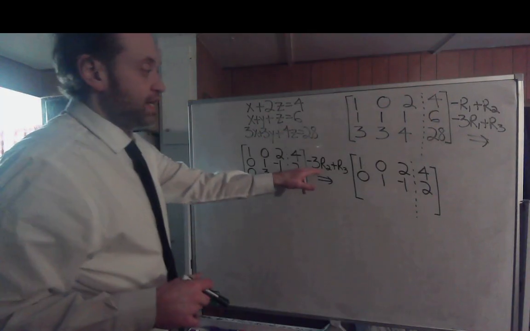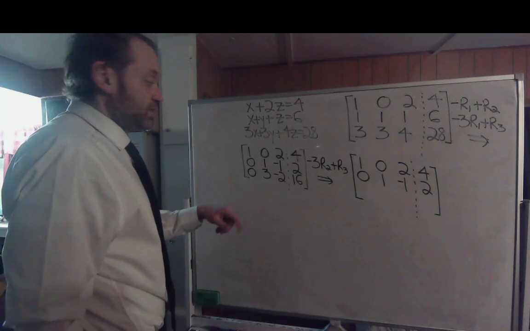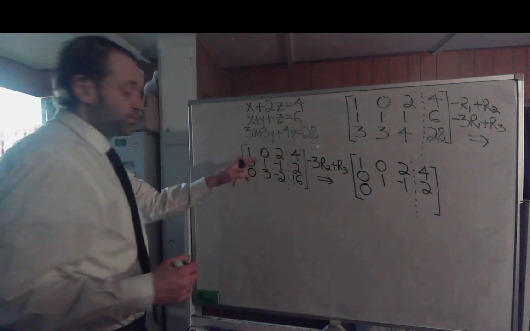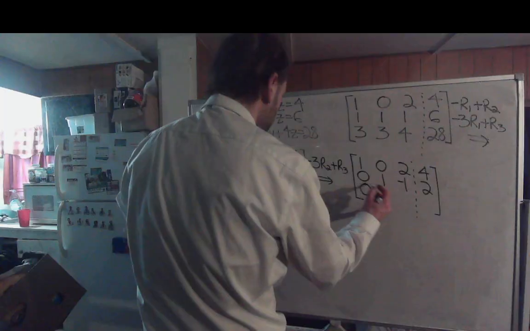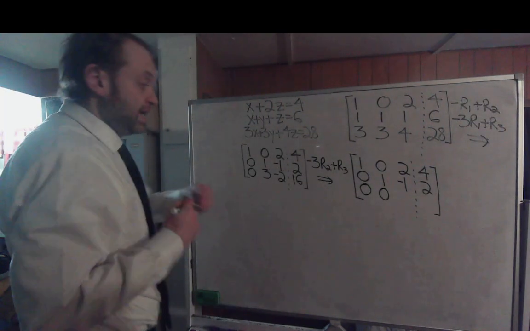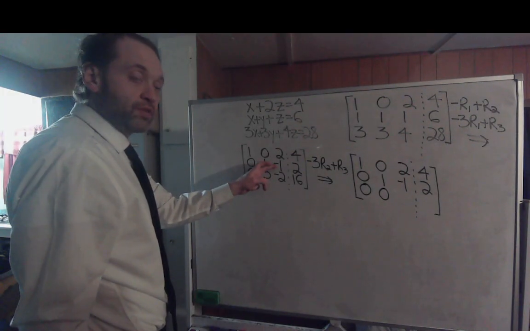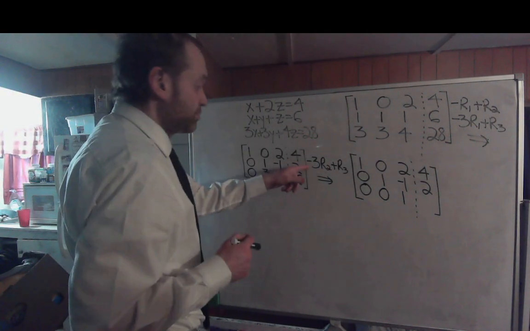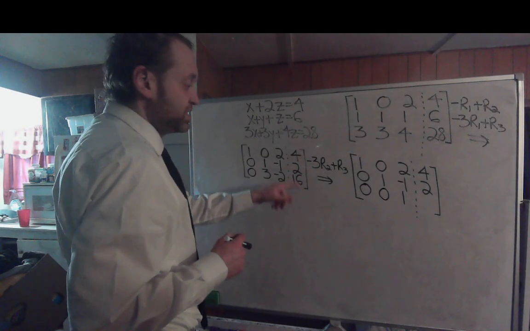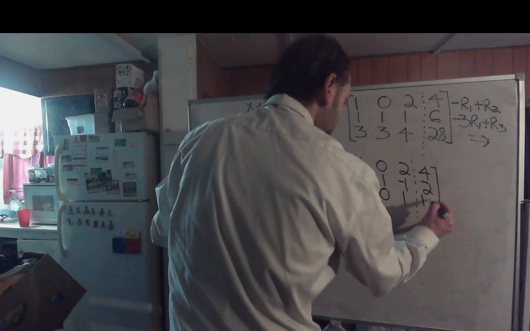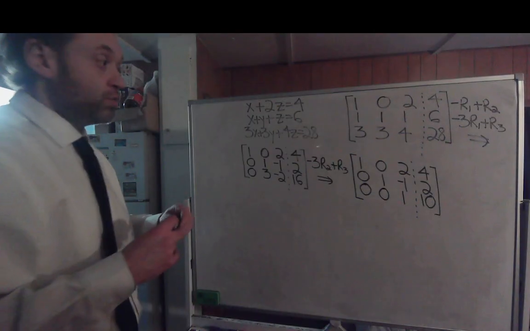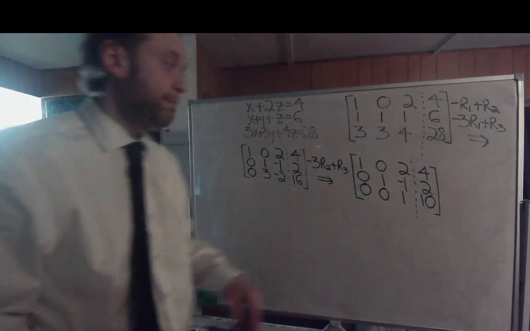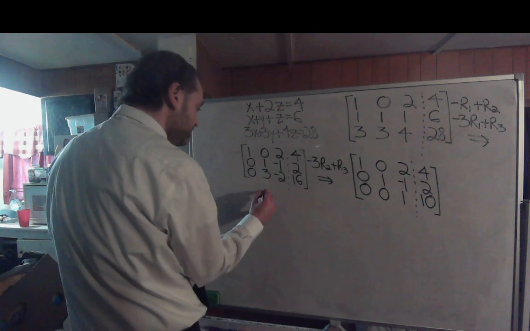Now, negative 3 times row 2 plus row 3. So negative 3 times 0 is 0, plus 0 is also 0. Negative 3 times 1 is negative 3 plus positive 3 is 0. Negative 3 times negative 1 turns into positive 3, plus negative 2 turns into positive 1. And then negative 3 times positive 2 is negative 6, plus 16 is going to be 10. So we actually now got this in row echelon form because the leading digit in each row is a 1. So this is telling you right here z equals 10.